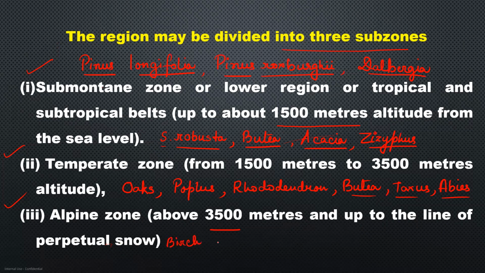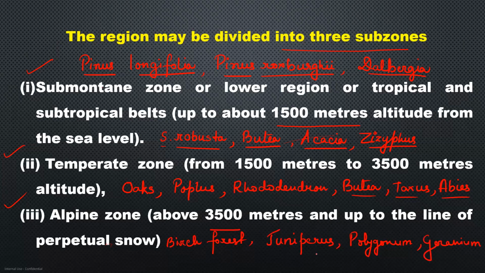Note these down, I'm telling you again and again. Birch forest along with Juniperus, then herbs like Polygonum, silver fir. All these are very popular here. Geranium. All these are found in this region.